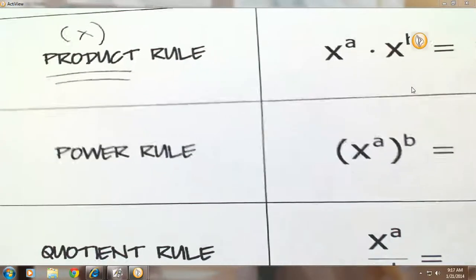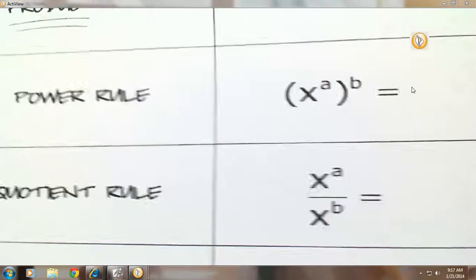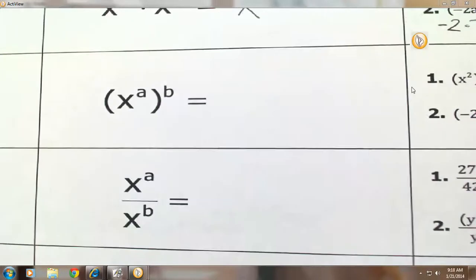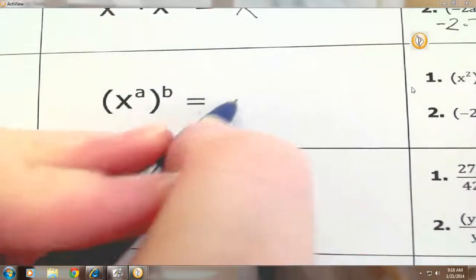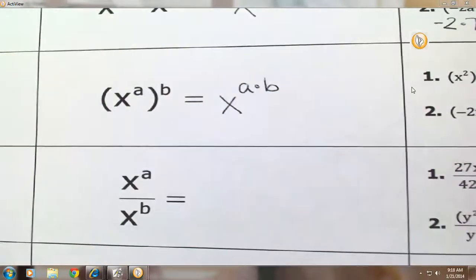Next rule is called the power rule. What do we do with our exponents here? Multiply. This is the case where we multiply. So let's write our rule in. It's going to be x to the a times b power. Of course, we don't know what a and b are, so we can't actually find the product. It's just going to be a times b.